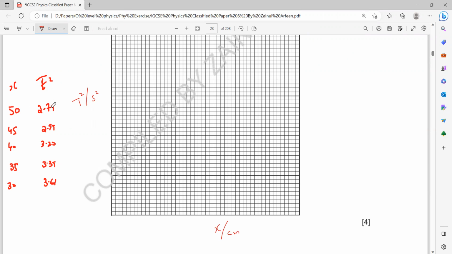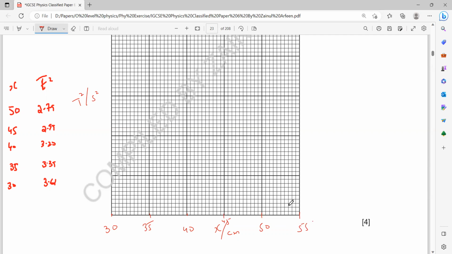Now, what is the minimum value for x? The minimum value is 30 and the maximum is 50. So if I start, for example, if I say this is 30, this one will be 40, this one will be 50. So between them there will be 35, this will be 45, and this 55.